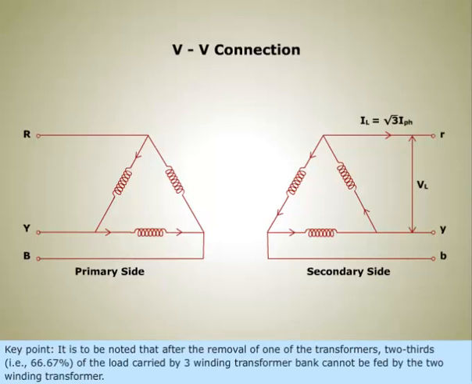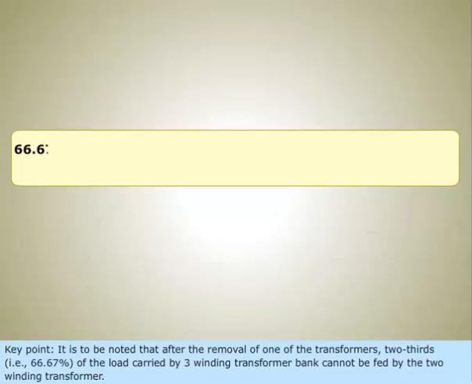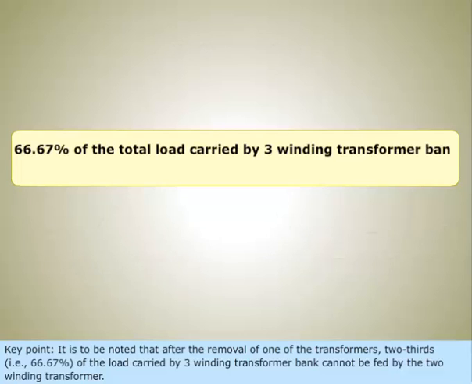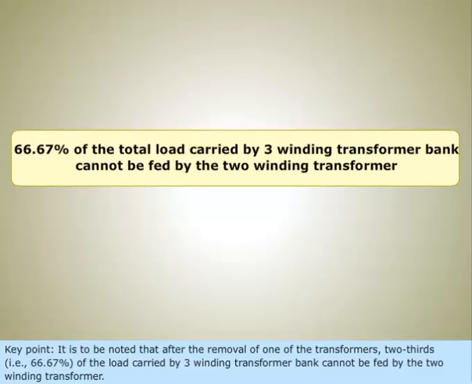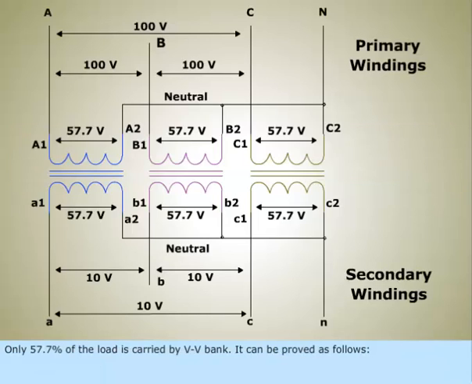Key point: it is to be noted that after the removal of one of the transformers, 2/3, that is 66.67%, of the load carried by three-winding transformer bank cannot be fed by the two-winding transformer. Only 57.7% of the load is carried by V-to-V bank. It can be proved as follows.